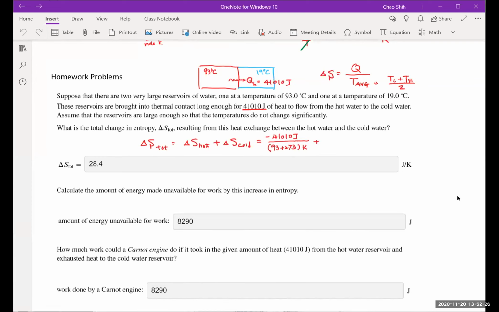You also have the cold object. The cold object is going to gain heat, so that heat is the same number, but positive. The temperature is also different: 19 degrees plus 273 in Kelvin, and then you can do the calculation. If this is a process that happens naturally, spontaneously, this should be greater than or equal to 0. That is the second law of thermodynamics.